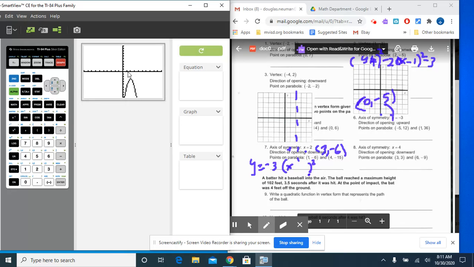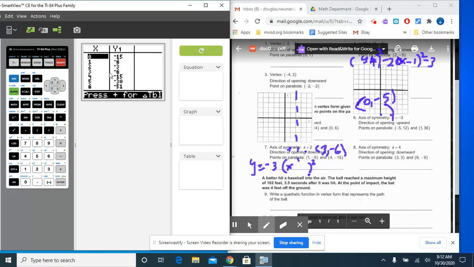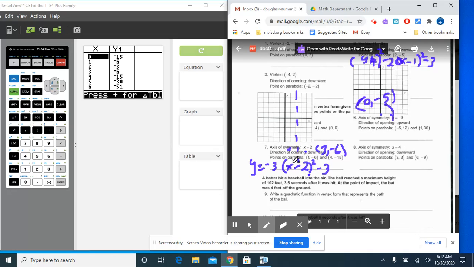It looks like the vertex is 2, -2 or -3. So I'm going to go to table and just double check. You'll notice at 2, -3, if you look above and below that set of coordinates, I've got -6, -15 above, -6, -15 below. As long as those are the same above and below, then that is my vertex. So 2, -3 is my vertex. So it's x minus 2 and -3 back here. It's always opposite in parentheses and face value on the last term. And that's how you solve those equations.